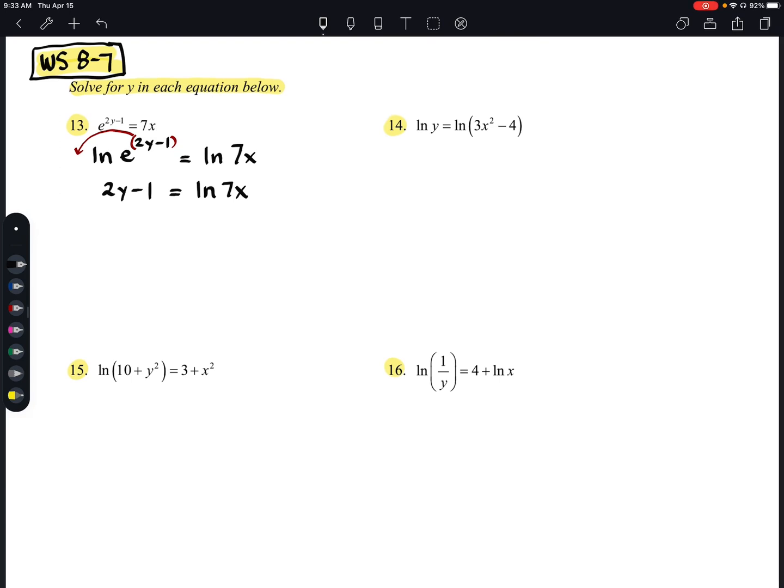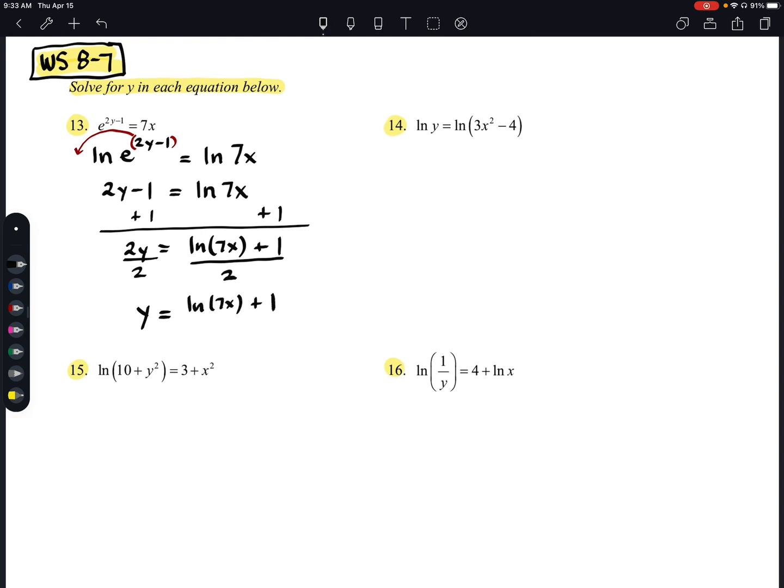So we're going to add 1 to each side. So 2y is equal to the natural log of 7x plus 1. And then we're going to divide by 2 on each side, and we get y is equal to the natural log of 7x plus 1, over 2. And that is our answer.